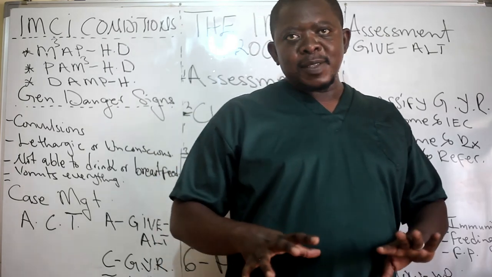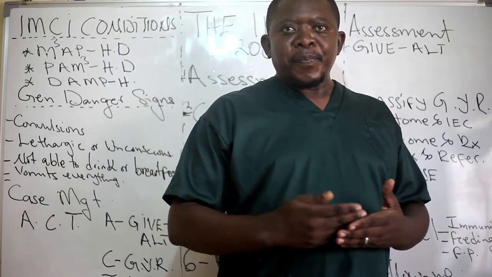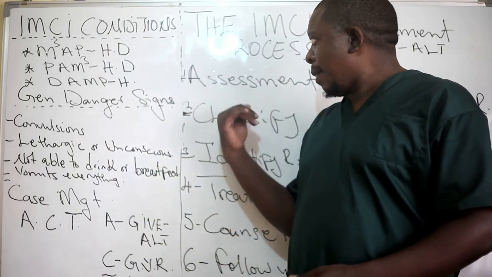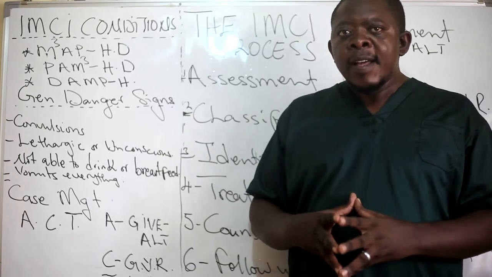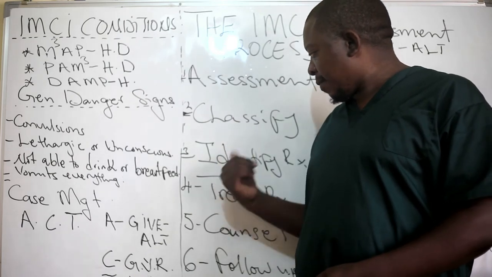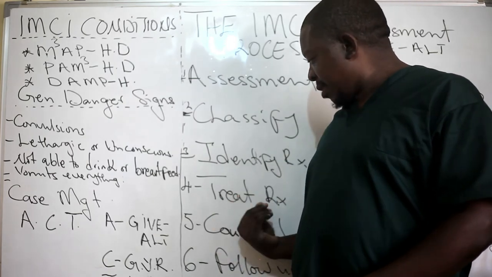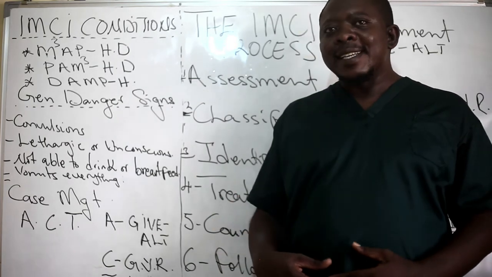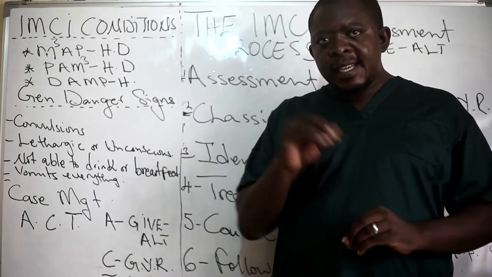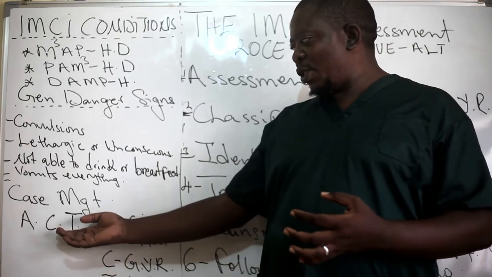So we have been talking about IMCI, and our main aim was to improve your flow of information concerning IMCI. So what have we been talking about? We have talked about the steps that are involved in IMCI: assessment, classification, identification of treatment, then counseling, and then follow-up. These were further simplified in case management as ACT: Assess, Classify, and Treat. So they were further reduced here.